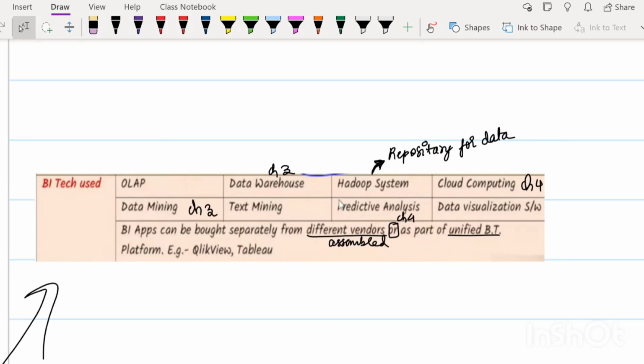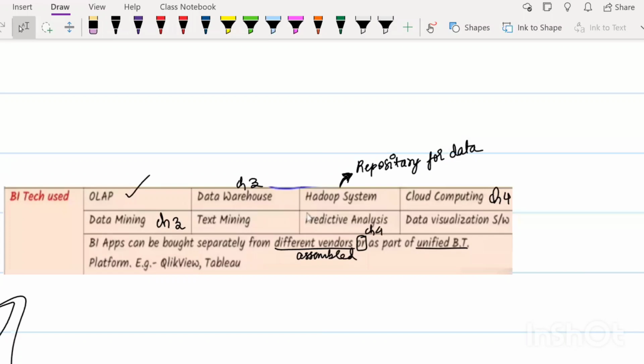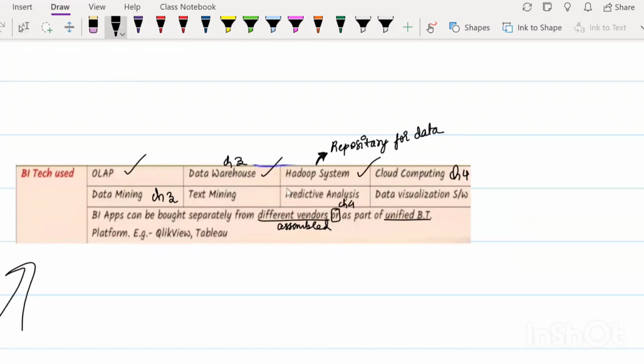Yes, guys. So what I was saying, what is the technology that is being used behind business intelligence? So they use OLAP. It is nothing but online analytical processing. Okay, so here this is one in another area. This is going to come there and I will explain you this. Data warehouse is one of the technologies. You have a Hadoop system. Data warehouse in chapter number 3 I have discussed already. Hadoop system is nothing but where all the data will be stored.